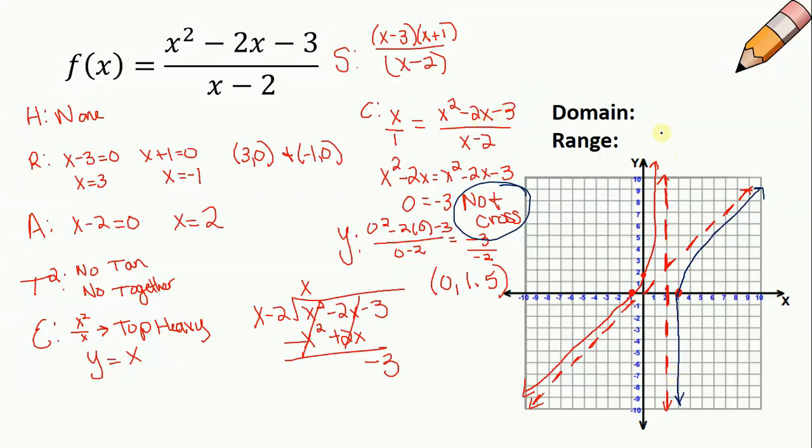Let's find the domain now. Notice, guys, I can't cross 2 for the x values, so that is my domain. Can't include 2. Range, however, notice I am getting all the negative values, right? Not every single negative value, and every single positive value. So this range is -infinity to infinity.